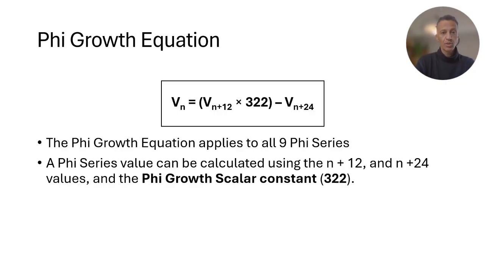The Phi growth equation applies to all 9 Phi series, including the first one, which is the Fibonacci series, the second one, which is the Lucas series, and then again series 3 all the way to 9. So we can calculate any Phi series value by using the 12th and 24th position values, including the Phi growth scalar constant 322. So there you have it, the Phi growth scalar constant and the Phi growth equation.